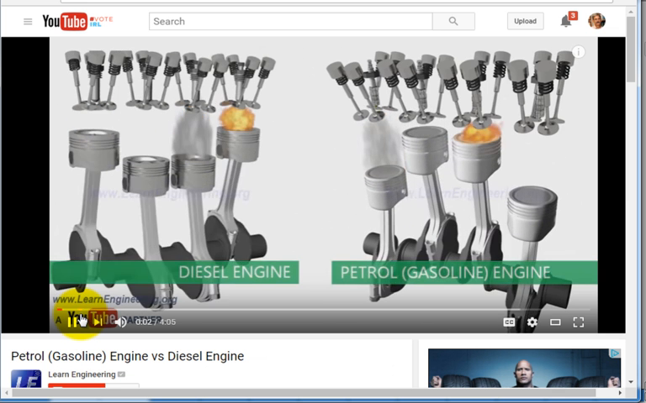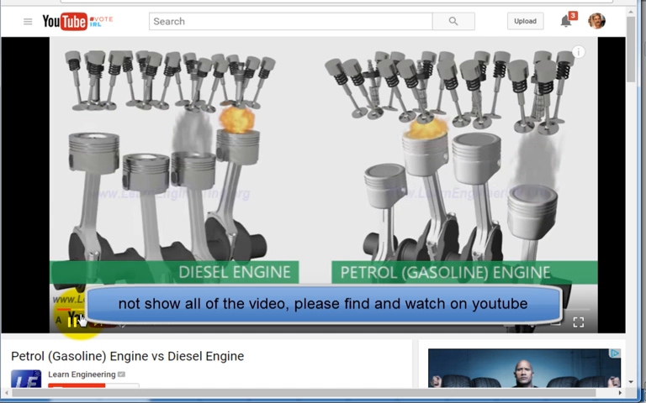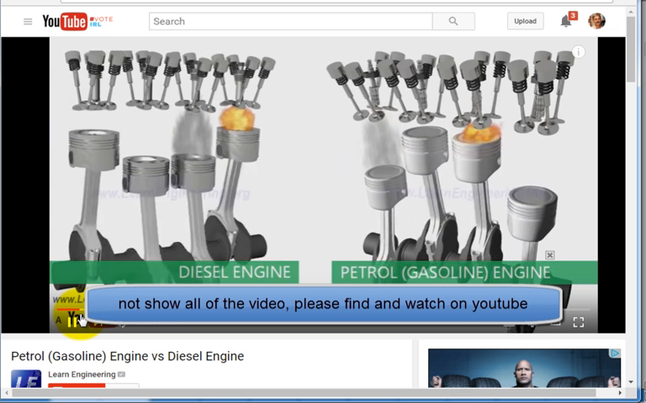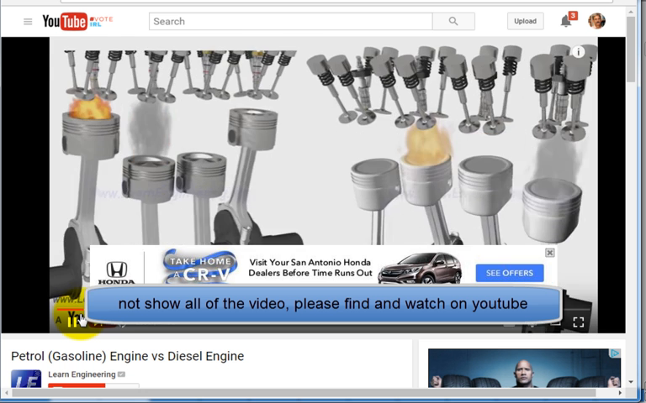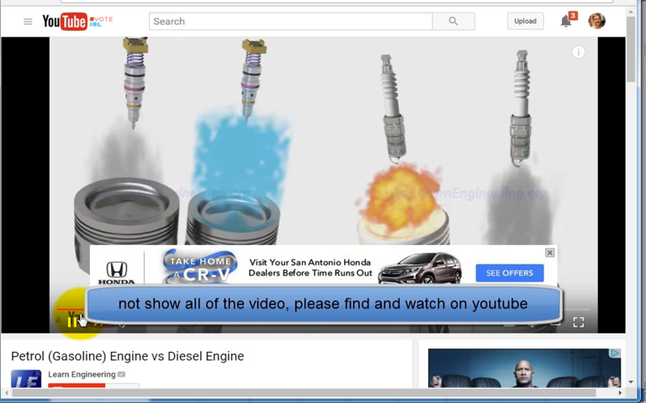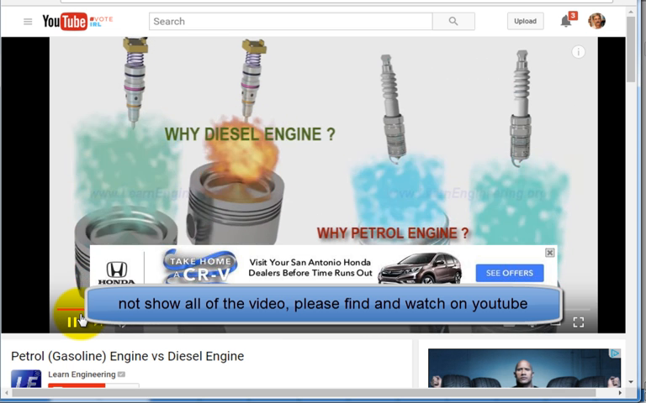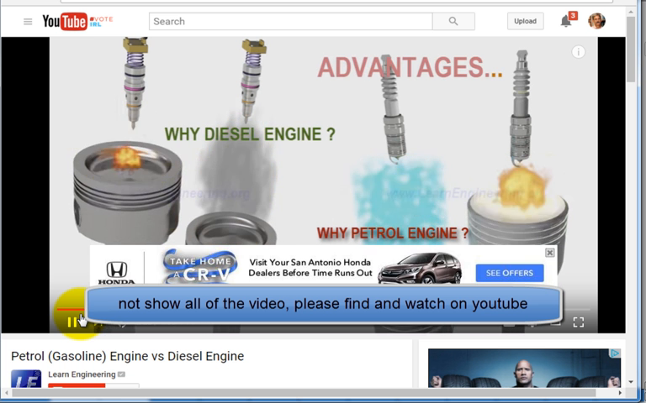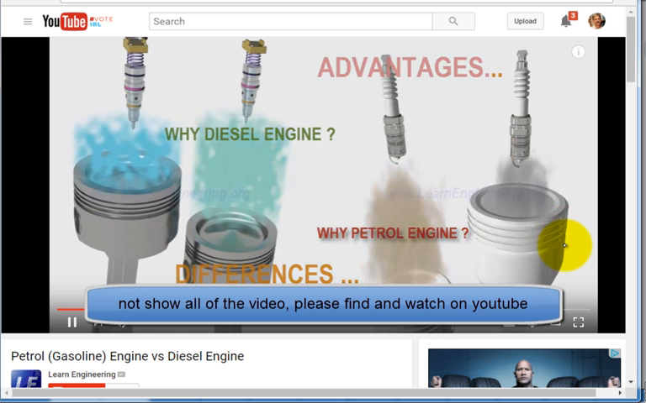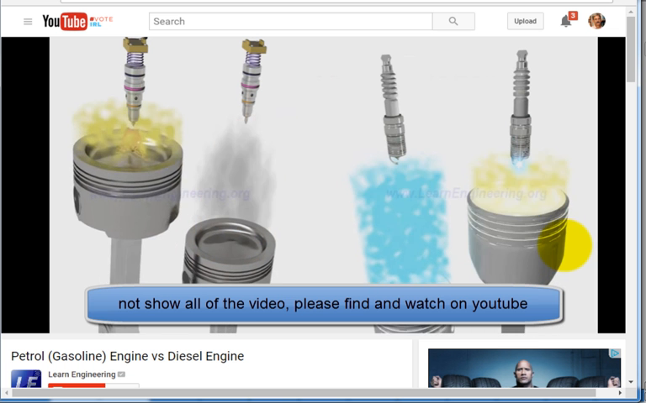Gasoline and diesel engines are the 2 most commonly used internal combustion engines. Even though their operations seem similar, they have some interesting differences, and each has advantages over the other. This video is aimed at exploring these differences and advantages from a scientific point of view. Both engines have the basic 4 strokes.